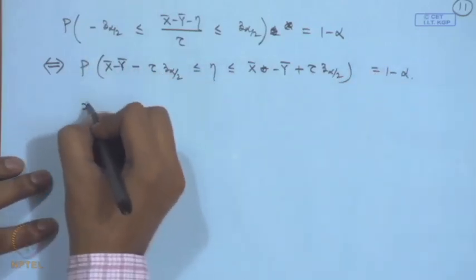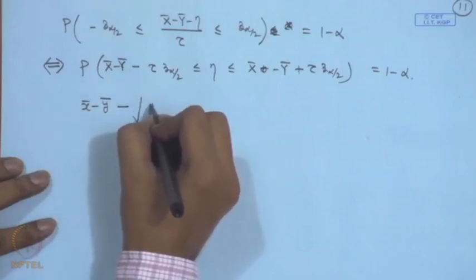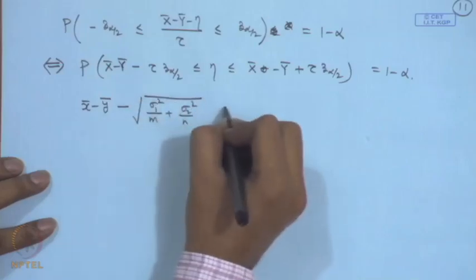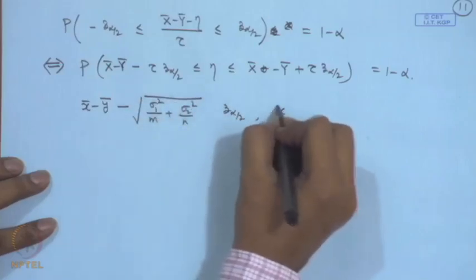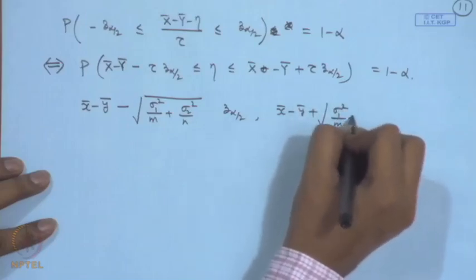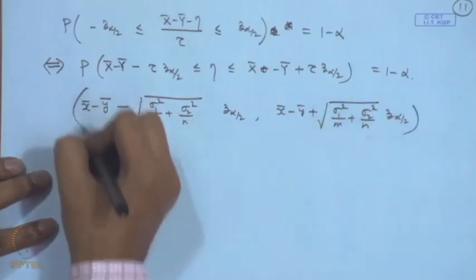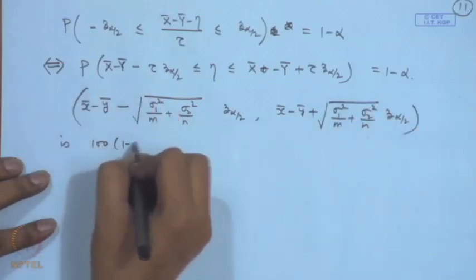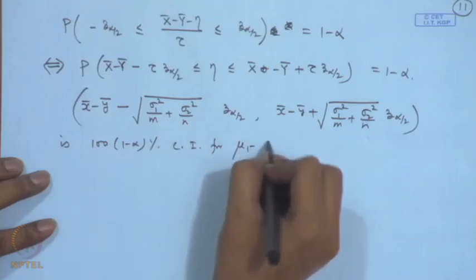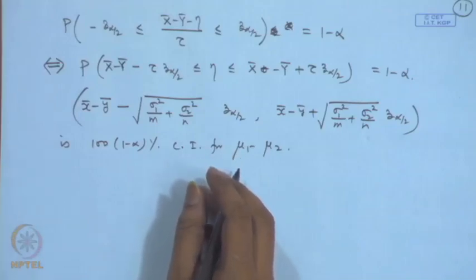So, we can say x bar minus y bar minus square root of sigma 1 square by m plus sigma 2 square by n into z alpha by 2, x bar minus y bar plus square root of sigma 1 square by m plus sigma 2 square by n z alpha by 2. This is 100 (1 minus alpha) percent confidence interval for mu 1 minus mu 2, in this case when the variances are known.